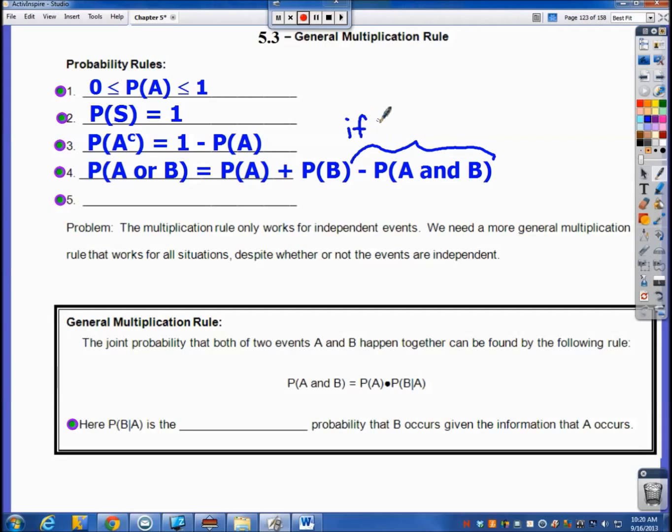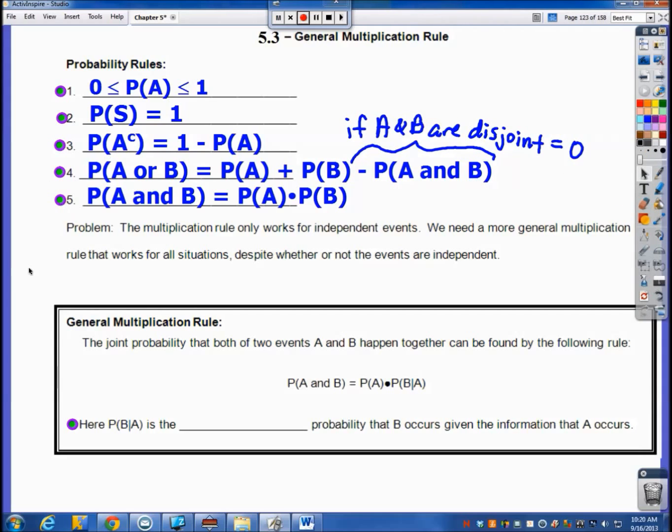So if A and B are disjoint, meaning that they have no overlap in a Venn diagram, that they don't happen at the same time, then this probability of A and B is 0. So then you're just adding the two separate probabilities. If they are not disjoint and there is some additional probability here, then we have to subtract that out.